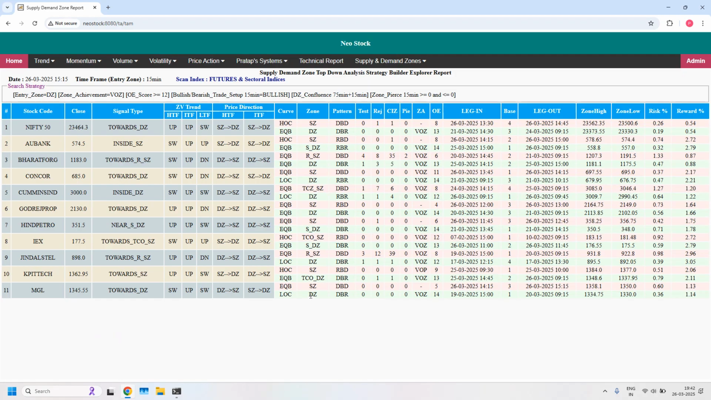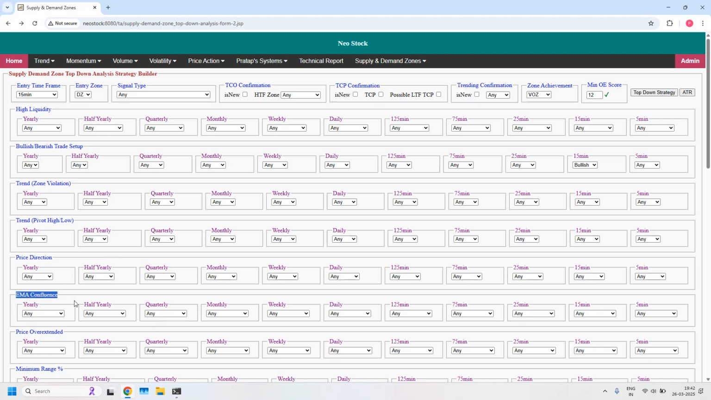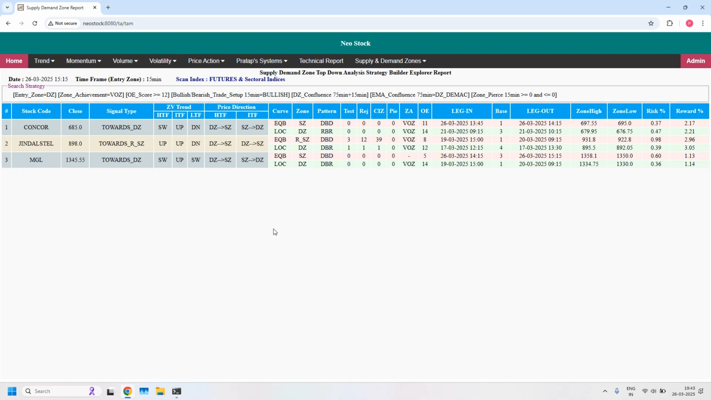In these 11 stocks, these 15 minute demand zones overlapped with the 75 minute demand zone. And 75 minute trend is uptrend. That's why if any 75 minute demand zones have daily EMA confluence, then these 15 minute demand zones might have a higher probability of success. So let's filter. EMA confluence at 75 minutes time frame. I am setting the filter 75 minutes demand zone with daily EMA confluence. We got 3 stocks. So these 3 15 minute demand zones have an even higher probability of success.